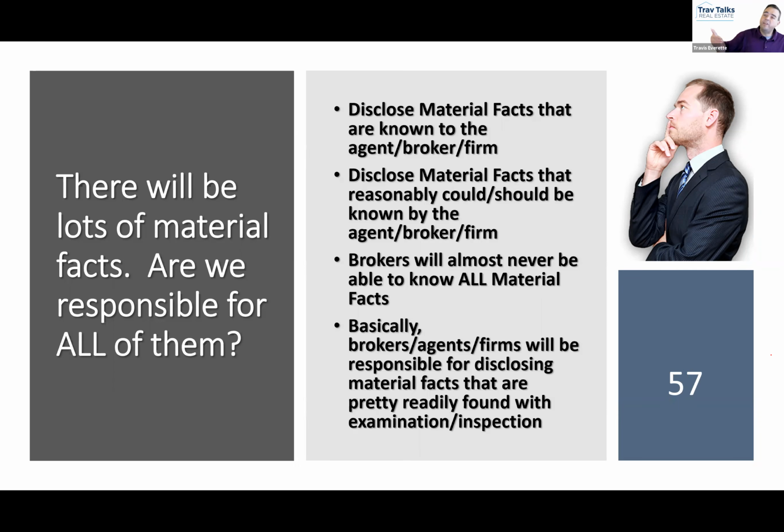So if it's something that there is an obvious sign of, we're likely to be held responsible for it. If it's something that there's not an obvious sign of, we're not likely to be held responsible for it. Clearly there's some gray area there, but I will tell you on the test, they're not going to give you gray area. It's going to be very clear. If they use words like hidden, another word they'll use sometimes is latent, a latent defect. Latent means hidden.